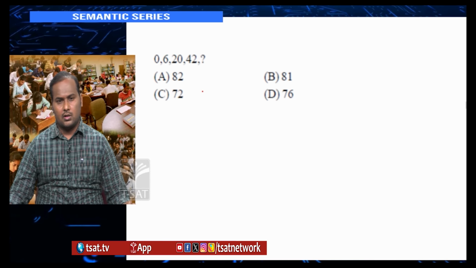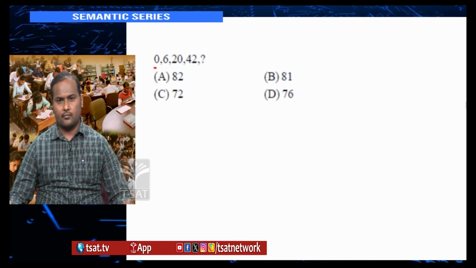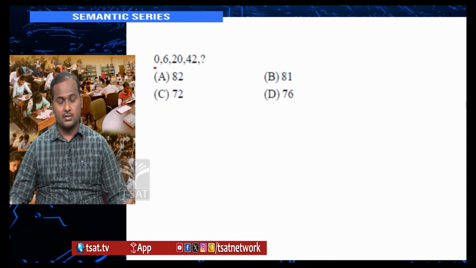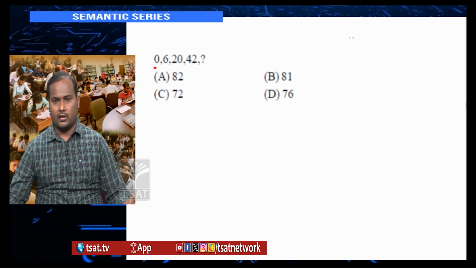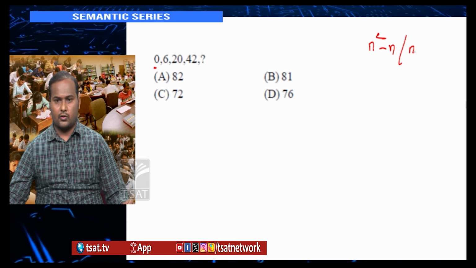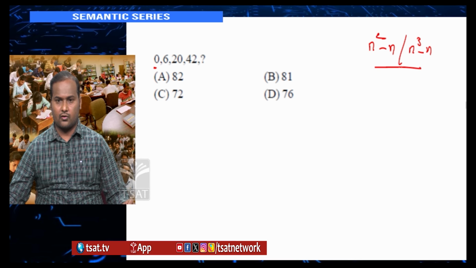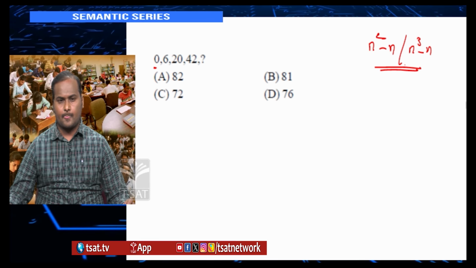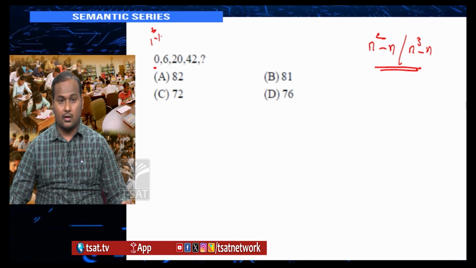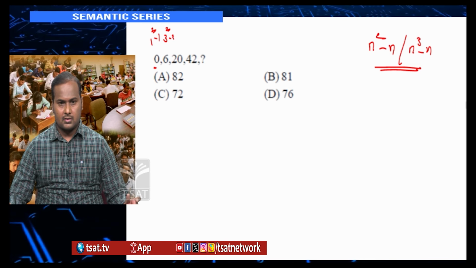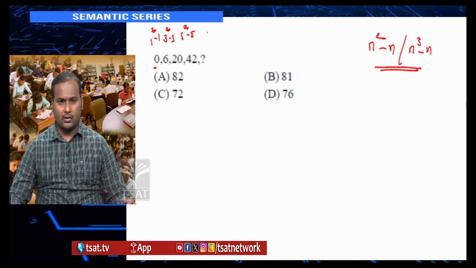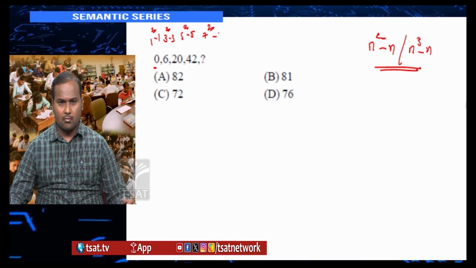See, in this question, it starts with 0. This is the clue for me. Whenever any question starts with 0, generally, I am talking about generally, not specific cases, generally it is in the format of either n square minus n or n cube minus n. It is generally so. This format he will follow in the SSC exam. So, I can write 0 like 1 square minus 1. 6, I can write like 3 square minus 3. 20, 5 square minus 5. 42, 7 square minus 7.